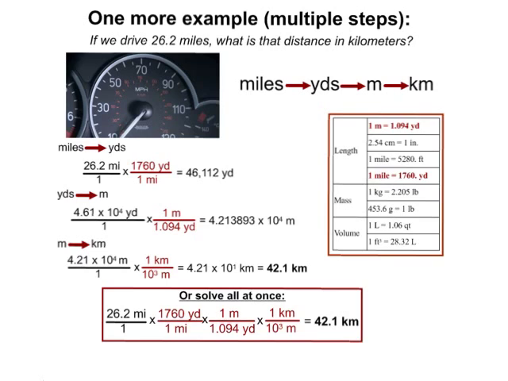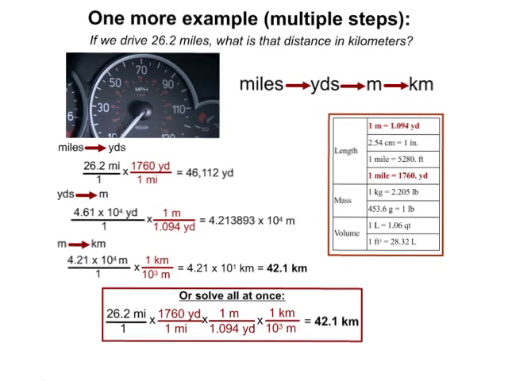We know that 1 meter equals 1.094 yards. We're given that one. We also know the conversion between miles and yards. And we also know the conversion between meters and kilometers. That's just one that you should know in your head. 1,000 meters equals a kilometer. So let's take this in steps.